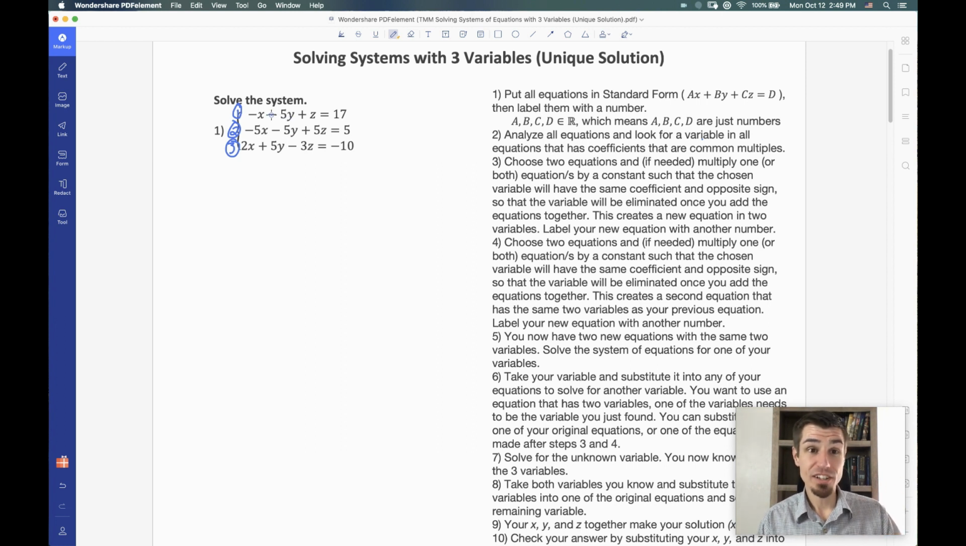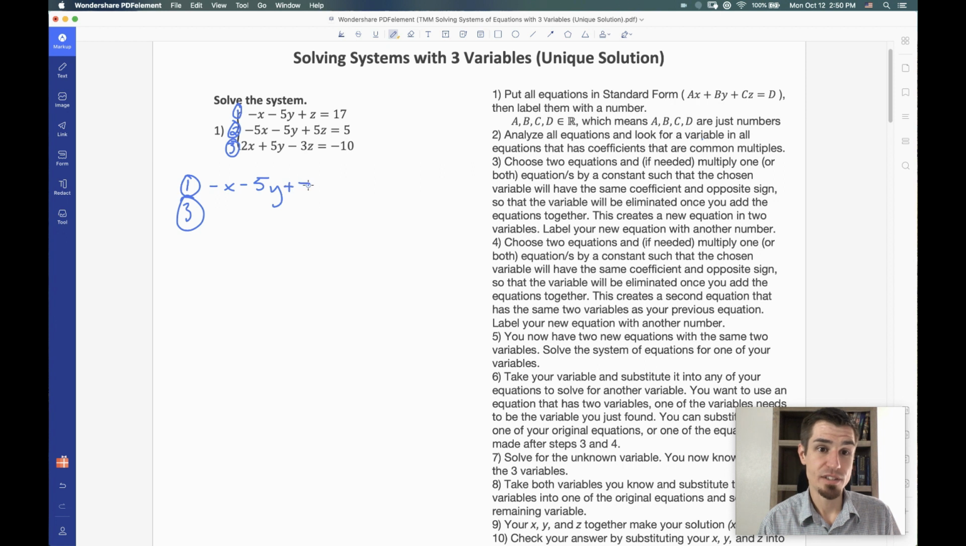But if I take a look, I've got equation 1 and equation 3. I've already got a -5y and a +5y. So I want to choose equation 1 and equation 3. So I just go ahead and write that out. And then I just write what those equations are to the left.